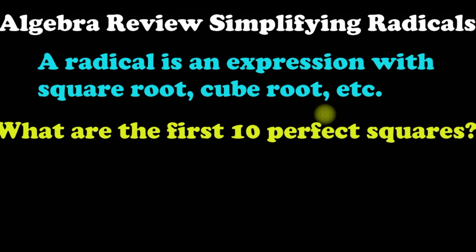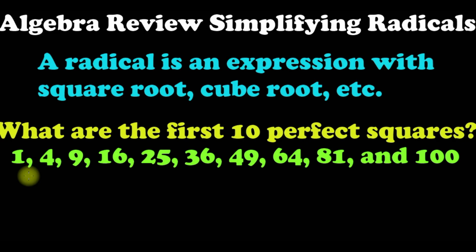Before we get into it, it's really important that you know your first 10 perfect squares. Because when we're simplifying square roots, we're going to break up the non-perfect square into one of these perfect squares. So what are the first 10 perfect squares? The first 10 perfect squares are these numbers right here: 1, 4, 9, 16, 25, 36, 49, 64, 81, and 100. So these are your first 10 perfect squares.